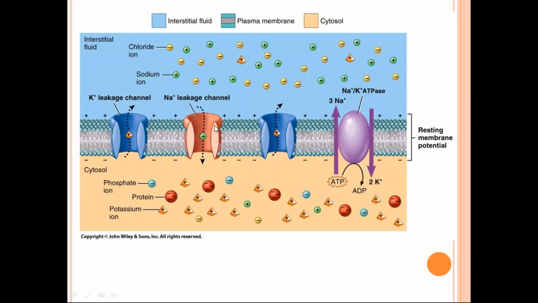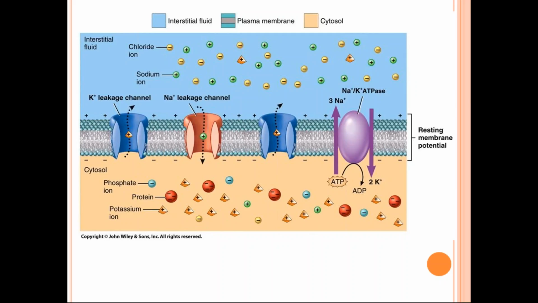Okay, leakage channels for potassium to sodium is not 2 to 1, it's 50 to 1. So that's important. There's a lot more potassium leaking out of a cell than sodium leaking into a cell. Did everybody hear that? That's really important when you're looking at the differences in charges.